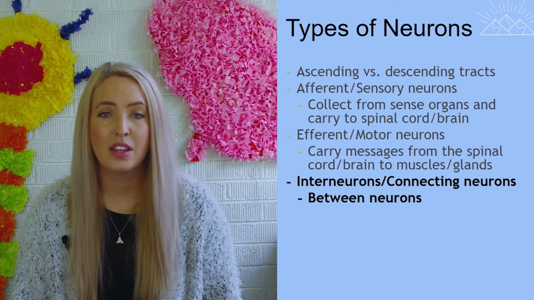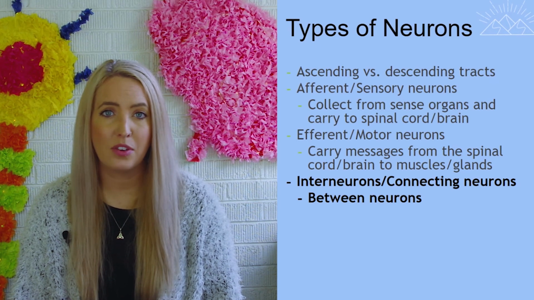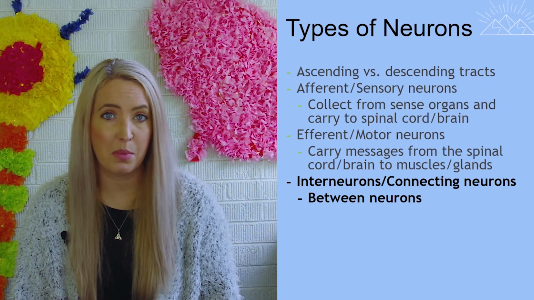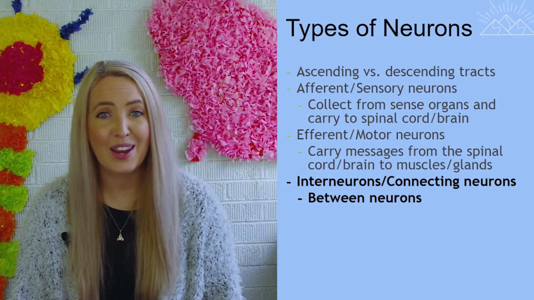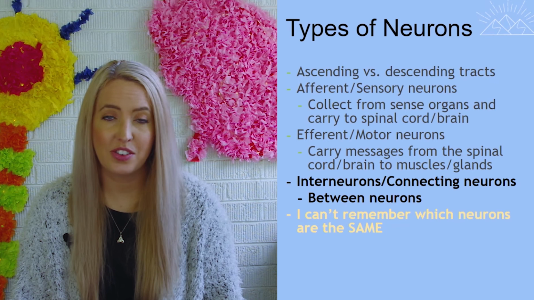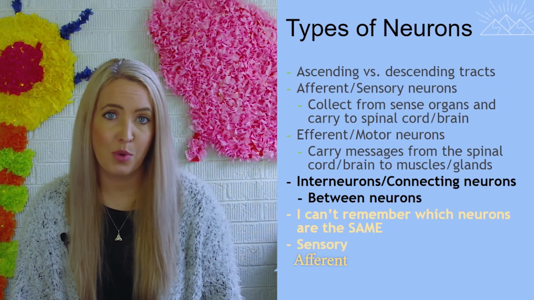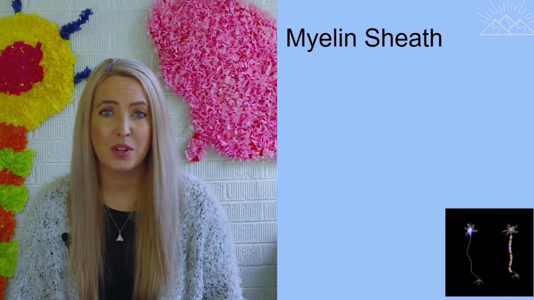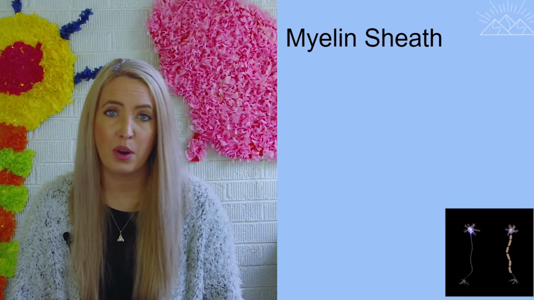Sensory and afferent, and motor and efferent, can be used interchangeably, which is sometimes difficult to remember, what afferent and efferent stand for, because they're so similar. So I like to use the mnemonic device of SAME, as in, I don't know which neurons are the same. S and A stand for sensory and afferent because they go together. M and E stand for motor and efferent because they go together. So hopefully that helps you remember which one sends information from the body to the brain and which one helps send information from the brain to the body.